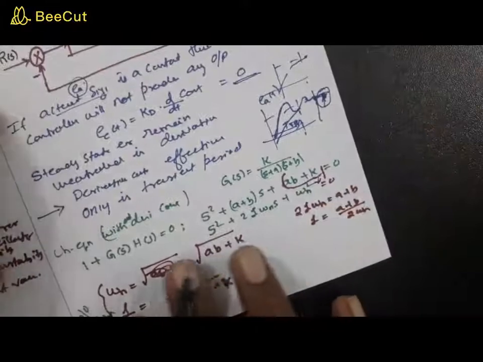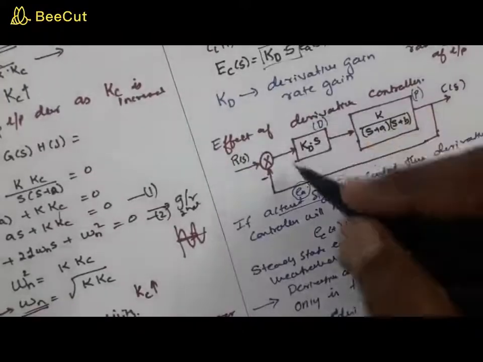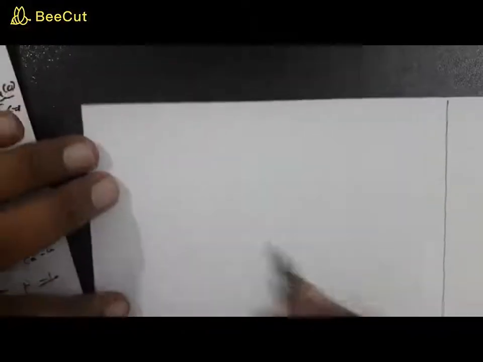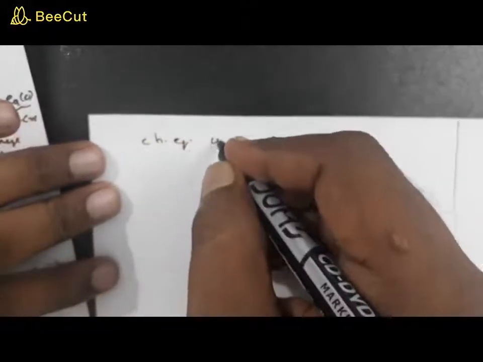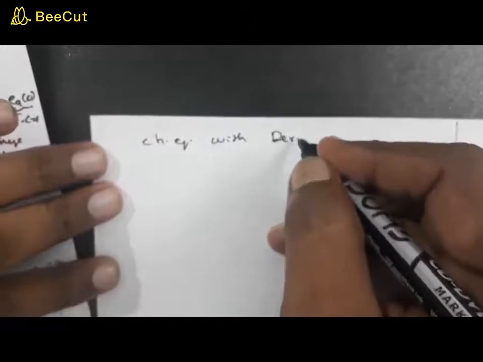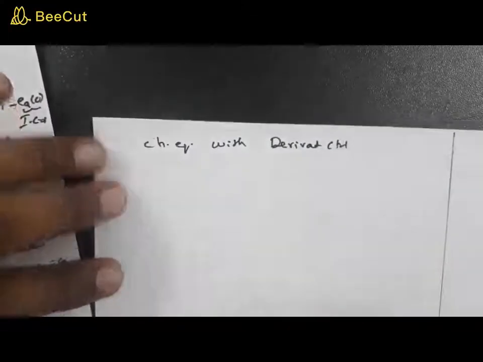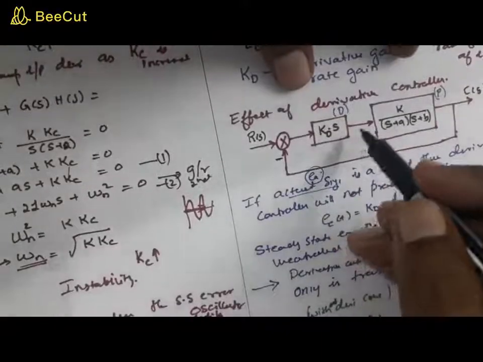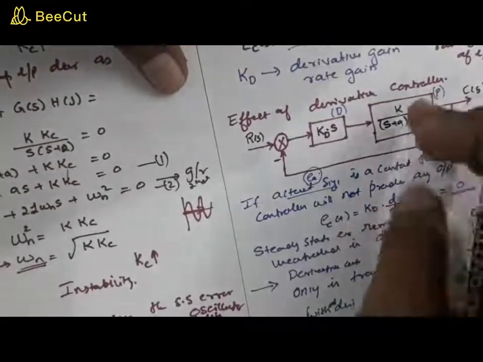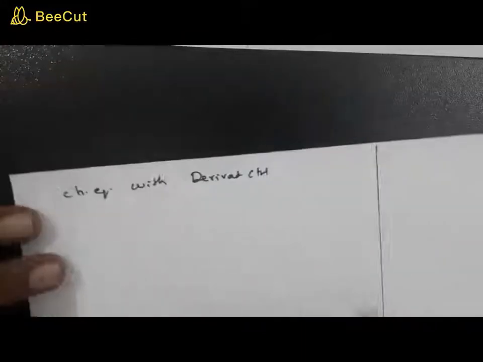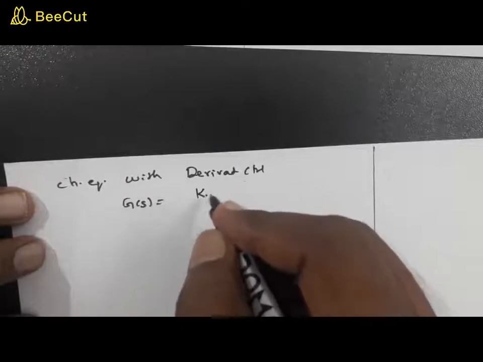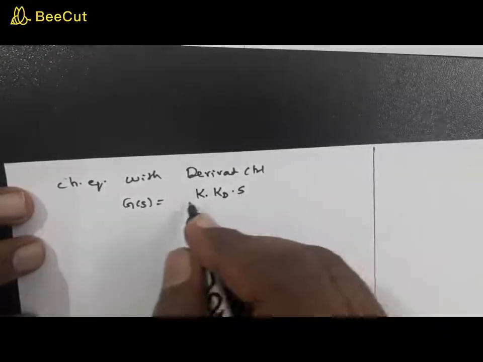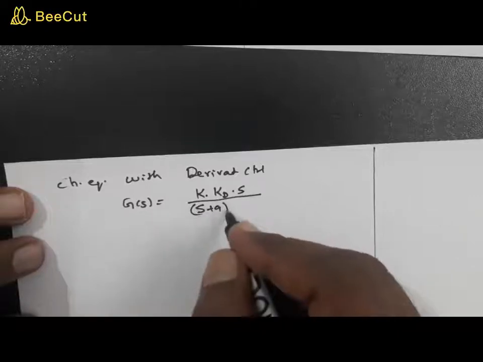Now let us see what is the impact when you add this derivative control to this block. Let us see what is going to be the characteristic equation with the derivative control. Once you attach this derivative controller here, your G(s) becomes the product of this and this. So your G(s) becomes equal to k into kd into s divided by (s plus a) into (s plus b).